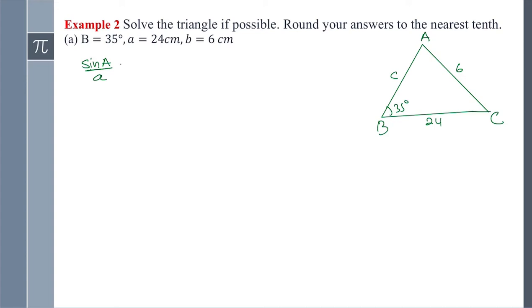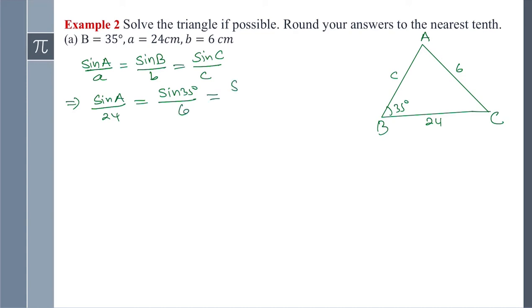So sine A over a equals sine B over b equals sine C over c. Angle A is unknown, so I'll write sine A over side a, which is 24, equals sine B, which is given as 35 degrees, over side b, which is given as 6, equals sine C, which is unknown, and c is also unknown. So first we'll find angle A. Once we know angle A, we already know angle B, so we can find angle C, and only then will we find side c.